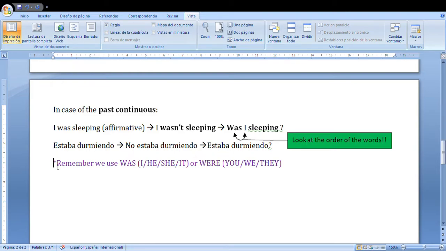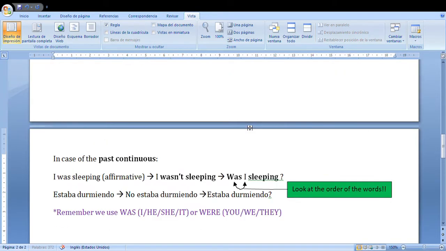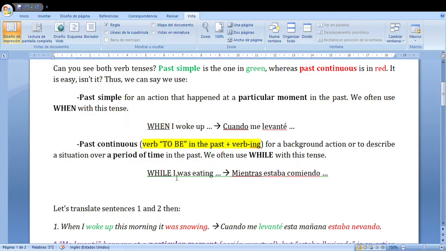And remember that was is used with I, he, she, it, or where. We use were for you, we, and they. Okay, I write two examples more that you will not find in the paper, but just for you to understand. For example, while, if I want to start with while, okay? While, remember, always needs the past continuous.